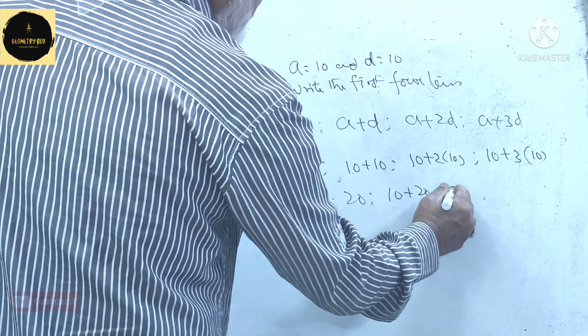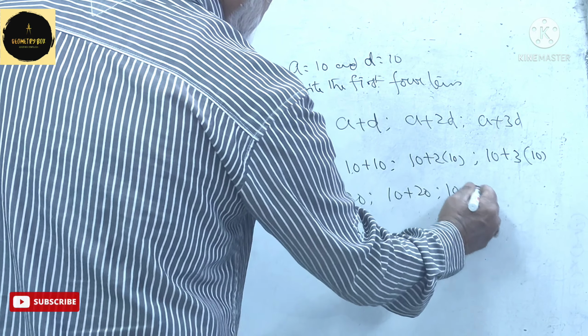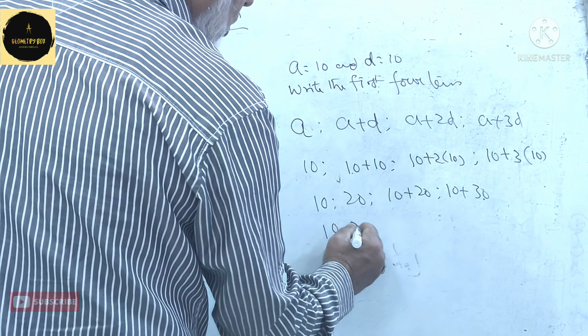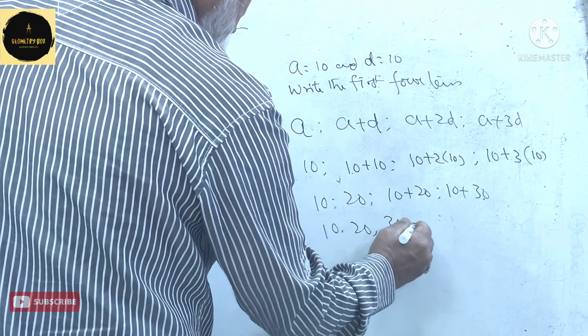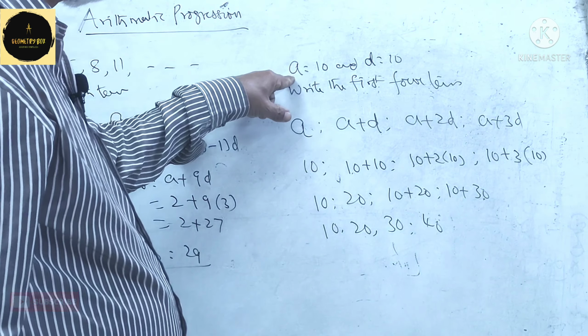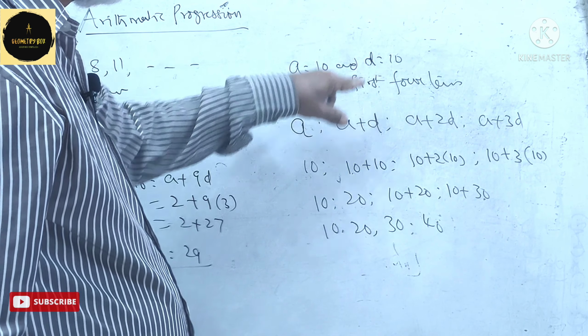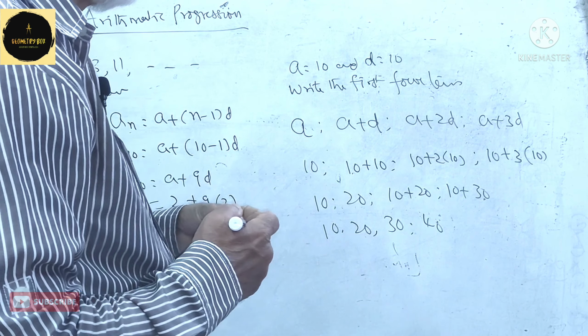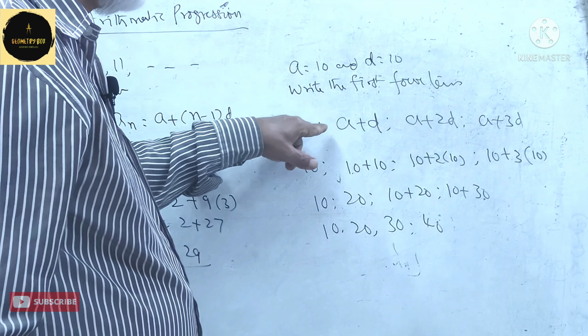Write down 10 as it is. 10 plus 10 is 20. Then 10 plus 2 into 10 is 30 minus 10, that is 20 plus 10, which is 30. Then 10 plus 3 into 10 is 40. So the terms are 10, 20, 30 and then 40. So these are the 4 terms.